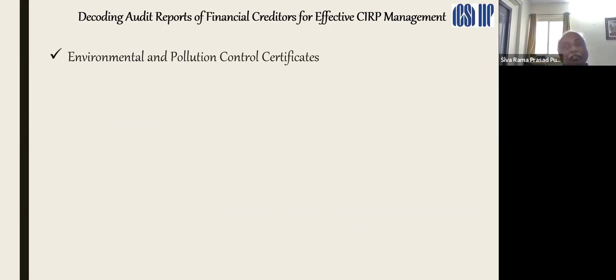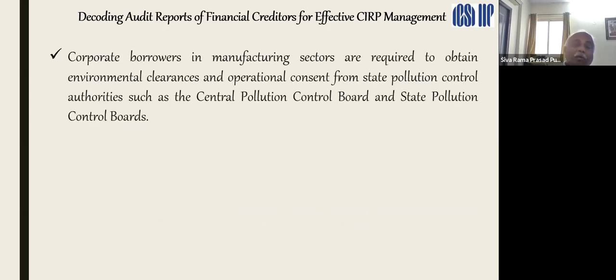This is particularly important for assets that are perishable and vulnerable to environmental risks. Environmental pollution certificate. This is also important. Corporate borrowers in the manufacturing sectors are required to obtain environmental clearance and operational consent from the Central Pollution Control Board and the State Pollution Control Board. That is also required. That's why banks, whenever I give a loan to a company, if they are not renewing the pollution control board consent, if they continue the loan, I will call up the advance. Call up means pay back, because you have not fulfilled the terms and conditions.